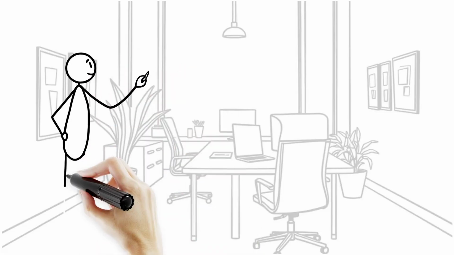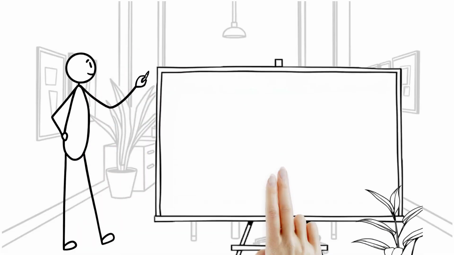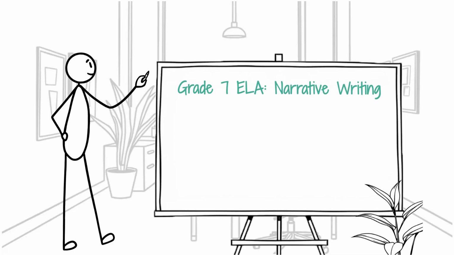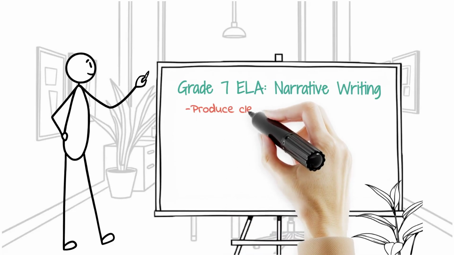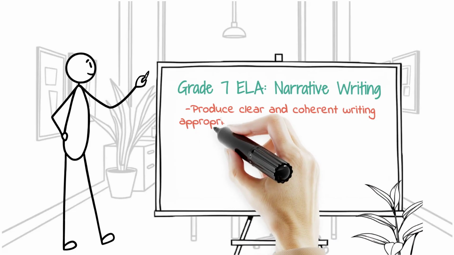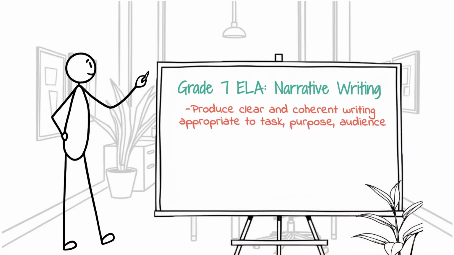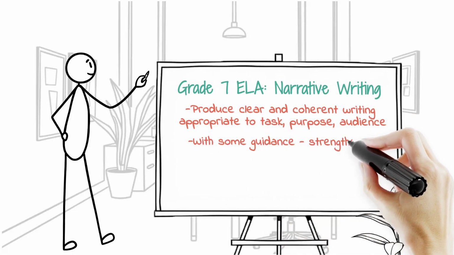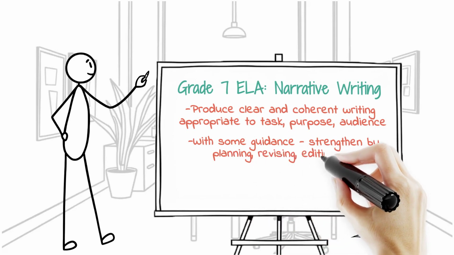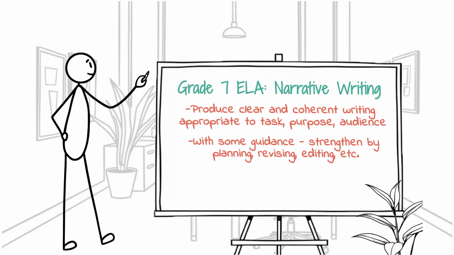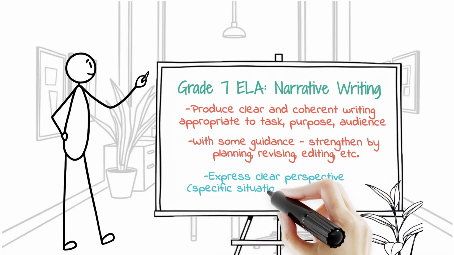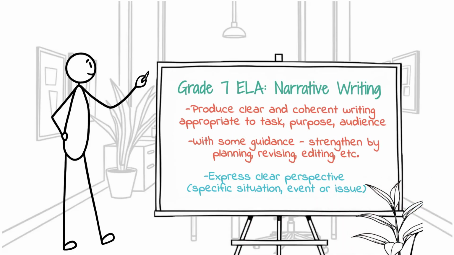So let's look at an example of instruction in practice. Let's say Grade 7 English Language Arts is preparing for their narrative writing unit. Here are 3 standards associated with the unit. Produce clear and coherent writing in which the development, organization, and style are appropriate to task, purpose, and audience. With some guidance and support from peers and adults, develop and strengthen writing as needed by planning, revising, editing, rewriting, or trying a new approach. And finally, a GLOW. I can express a clear personal perspective. This means my perspective addresses a specific situation, event, or issue.